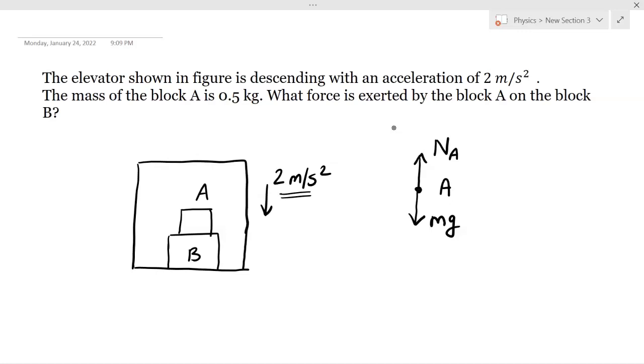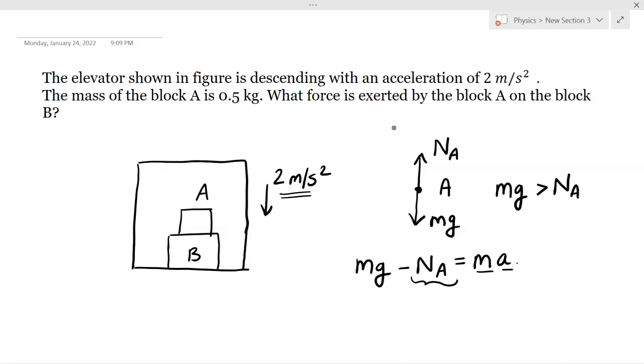So that means it is accelerating downwards, so the downward force must be greater. So mg is greater than N_A because it is accelerating downwards, right? So we apply Newton's second law, that means mg minus N_A is equal to ma. So this is Newton's second law of motion. The acceleration we know, the mass of the block A is known to us, but what we don't know here is N_A, so N_A we have to find out.